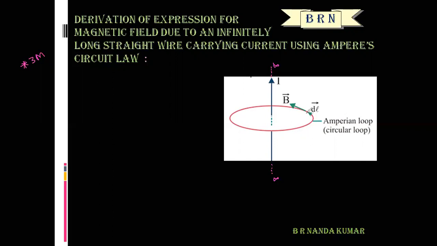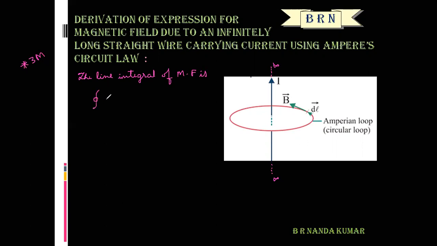So again here let us consider a small circular element, that is dl. dl is the length of the small circular element. Okay, so the line integral of magnetic field around any closed circuit.